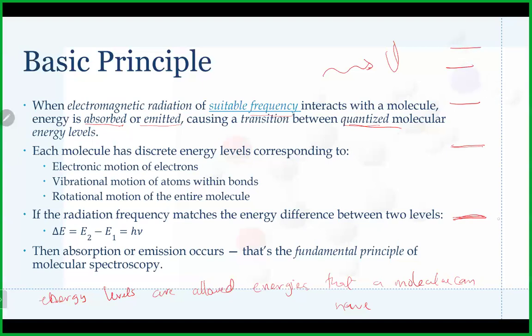So we can call this the lowest one, maybe giving it 1, 2, 3, and so on and so forth. It can be an electronic energy level, vibrational or rotational. Now, if the radiation matches the difference between them, there will be an absorption. That is the fundamental principle of spectroscopy.